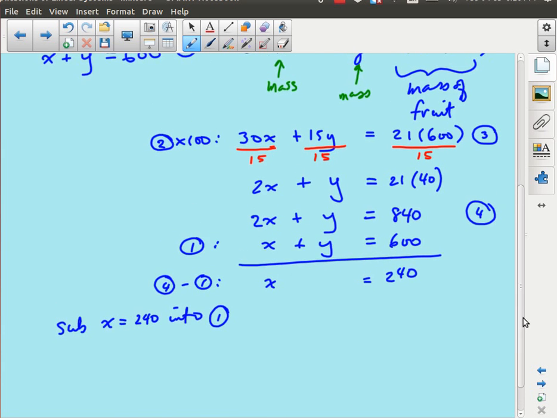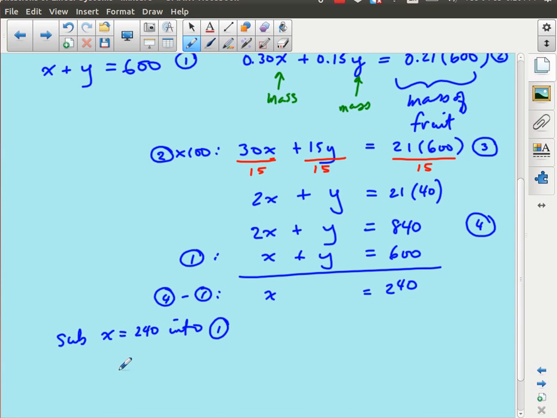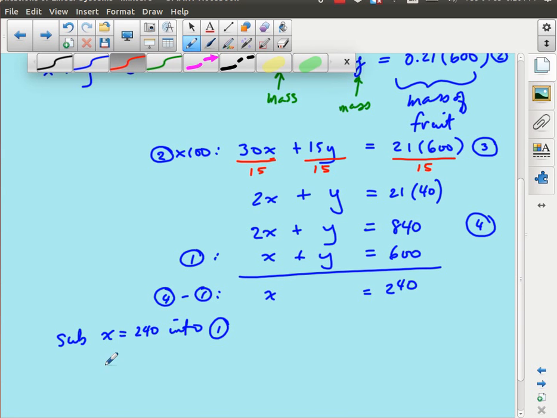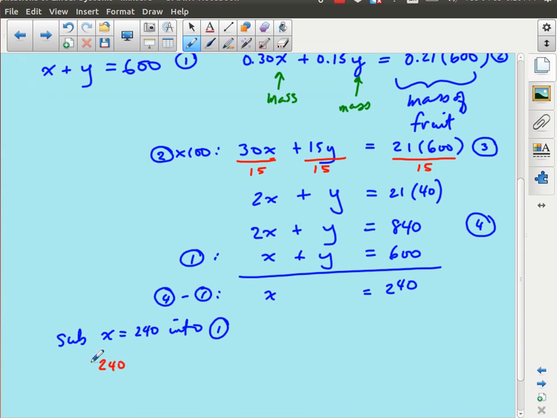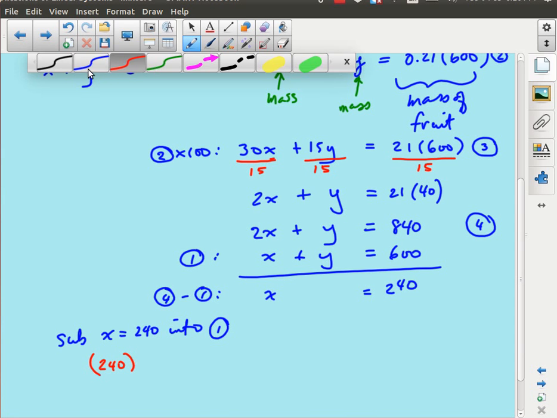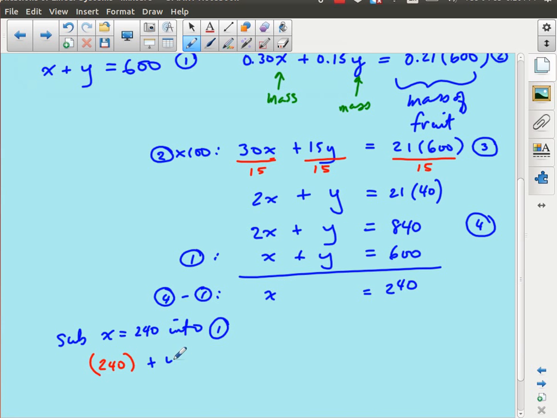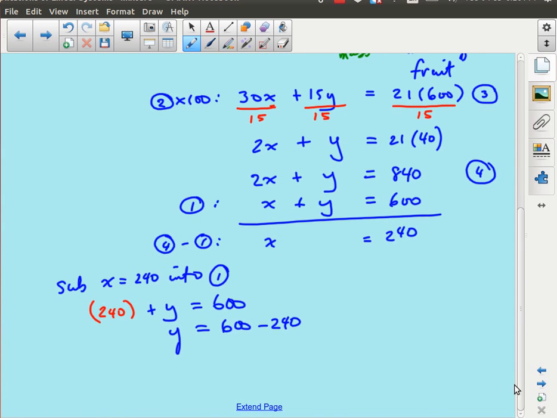That becomes, instead of x plus y, 240 plus y is equal to 600. From that, I end up with y equals 600 minus 240. As I take the positive 240 over to the right side, it becomes negative 240. And y ends up being equal to 360.